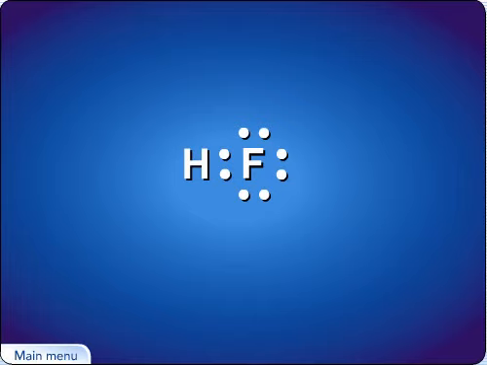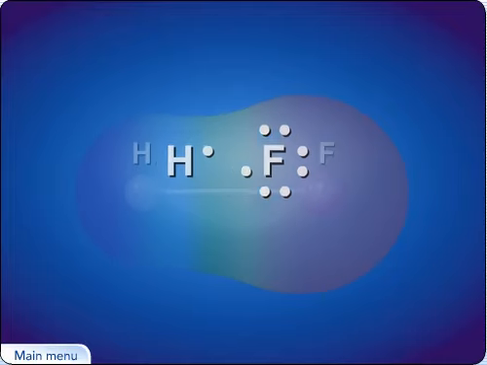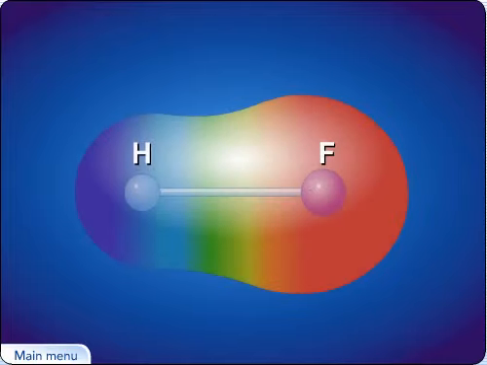In this bond, fluorine has a greater attraction for the electrons in the bond, a greater electronegativity. Because the electrons spend more time near the fluorine atom, the electron density shifts towards fluorine. The most electron-rich region is red, the most electron-poor region is blue. The result is a greater electron density near fluorine, a partial negative charge, and a correspondingly lower electron density near hydrogen, a partial positive charge.